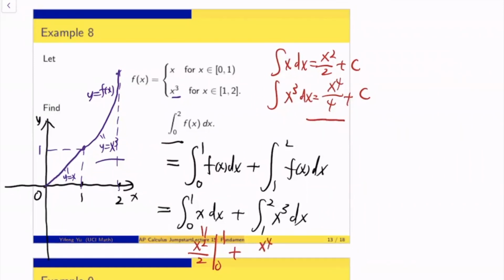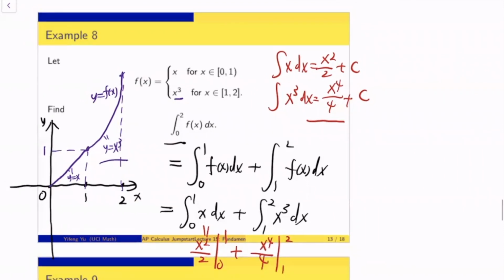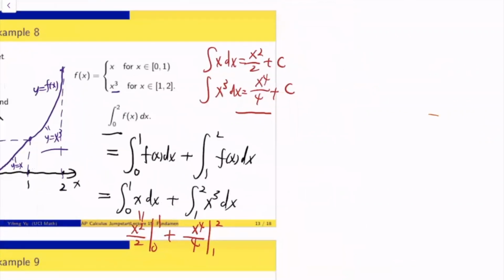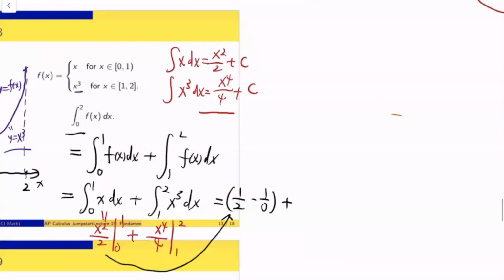Okay, so this will be x^4 over 4, evaluated at the two endpoints, 1 and 2, and take the difference. Okay, so then let's see what we get. From here, this part will just go to 1 over 2 minus 1 over 0, because you evaluate at the two endpoints and take the difference. And then the other part will be 2 to the 4 over 4 minus 1 to the 4 over 4. Okay, let's see what we get.